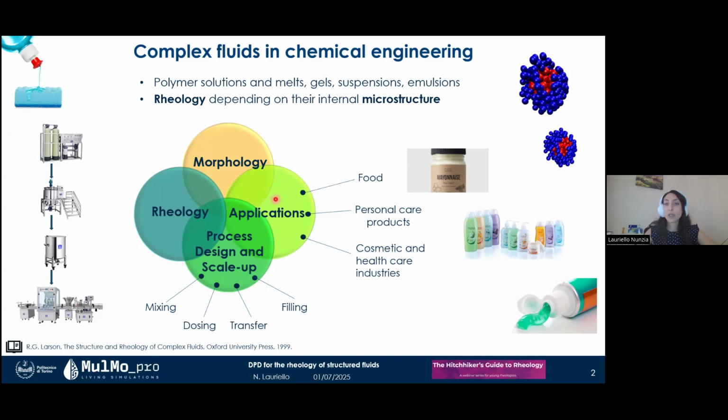This is certainly true in the case of food and personal care products, where, for example, the rheological properties of ketchup, ice cream, shampoo, or toothpaste can determine the success or failure of the product, but at the same time, rheological properties influence the processability of the materials and are essential in the design and scale-up of processes and equipment involved, especially in operations such as mixing, dosing, transfer, and filling.